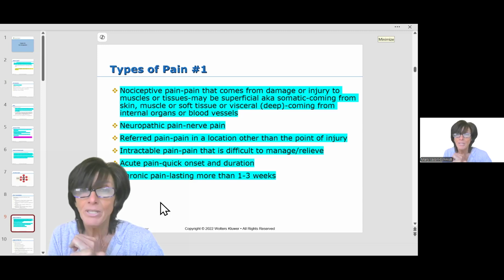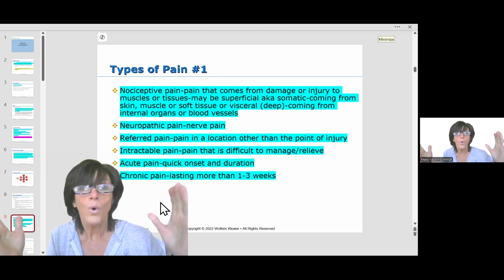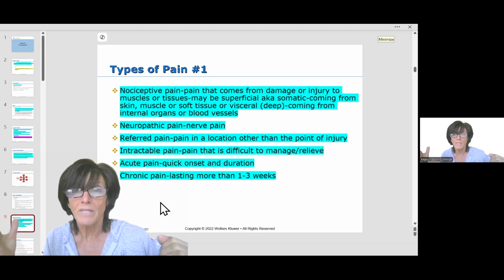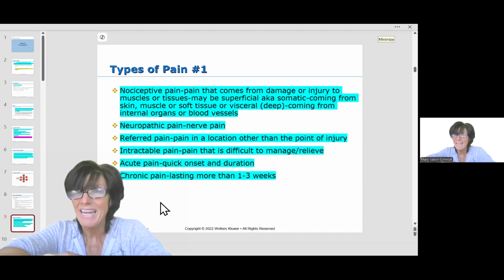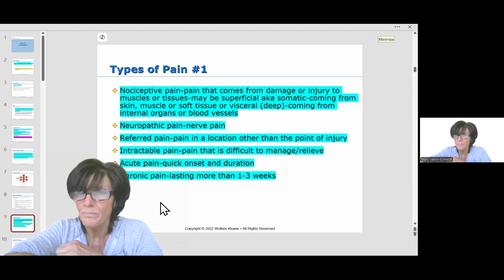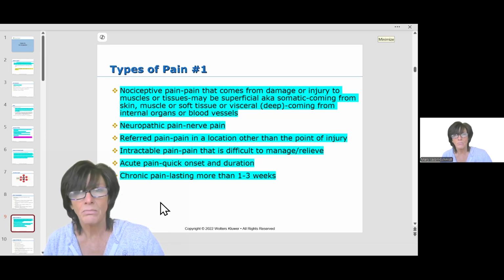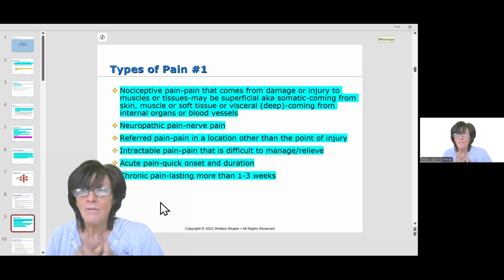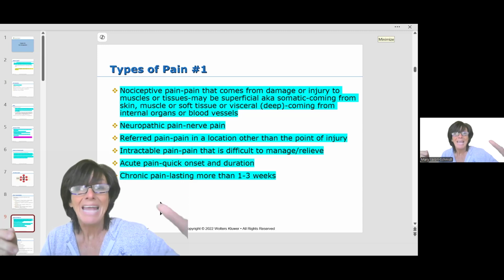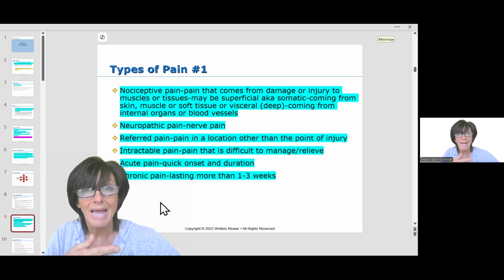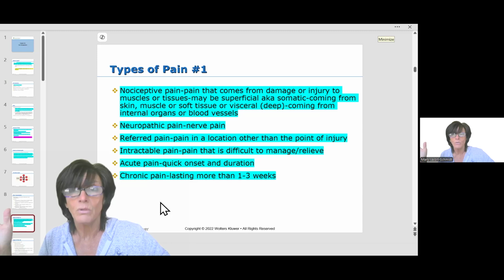Pain that comes from damage or injury to muscles or tissues. And nociceptive pain can be considered superficial or visceral. Superficial is also known as somatic, and that means it's coming from something superficial: your skin, your muscle, your soft tissue. Visceral is deep. That's deep pain. That's coming from internal organs or blood vessels. Okay, so understand nociceptive pain is from an actual injury or damage, and it can be superficial, also known as somatic, or it can be visceral, deep.